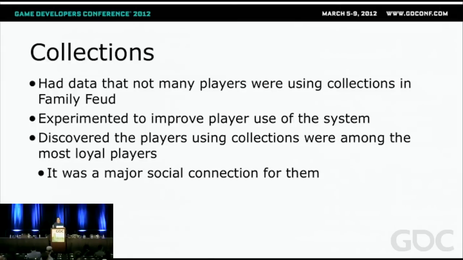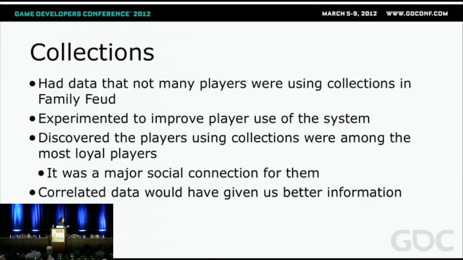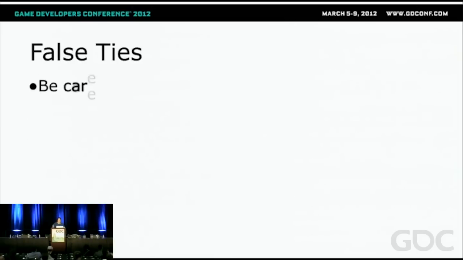And on top of that, it was their main social connection because they were trading these collections with other people. And if we had had correlated data before we did that, we would have made a better decision. All we had to look at was what percentage of players use collections. And based on that one metric, we made a bad decision. If we had said, okay, well, who are they? How often do they play? How long do they go with an unfilled collection? Started being able to ask them more questions to get at the why, we would not have cut our foot off. And it's a good example of how getting that kind of information can help you.